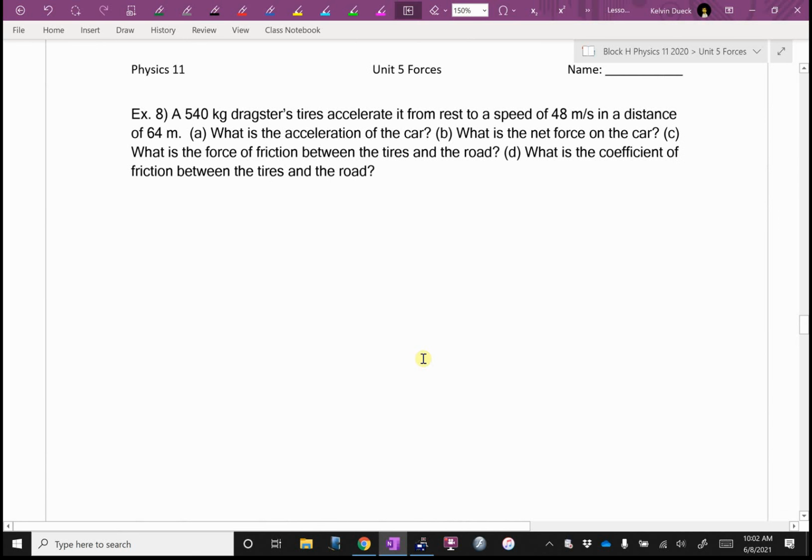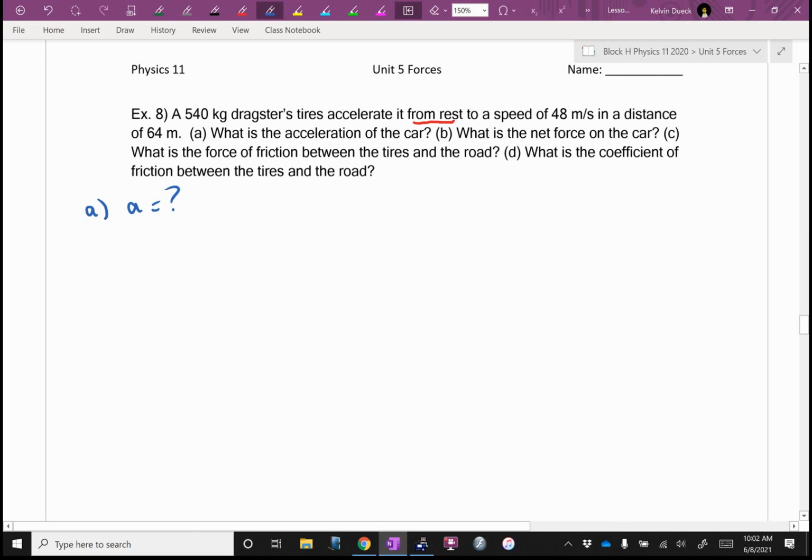A 540 kilogram dragster accelerates from rest. I would probably mentally underline the words from rest. That's important. To a speed of 48 meters per second in a distance of 64 meters. A says, what's the acceleration of the car? Do you think I'm going to use forces to find the acceleration here? Or can you see just by reading, I'm pretty sure I'm going to use kinematics from last unit to find acceleration here. So I'm going to fall back on my method from last unit, a equals question mark.